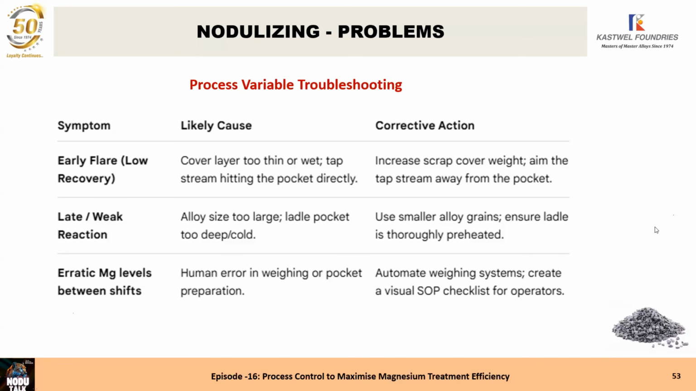Erratic magnesium levels between the shifts. In between the shifts, you are getting different magnesium levels. Then mostly it is a human error in weighing or pocket preparation. Automate the ladle weighing system. Create a visual SOP checklist for optimization.